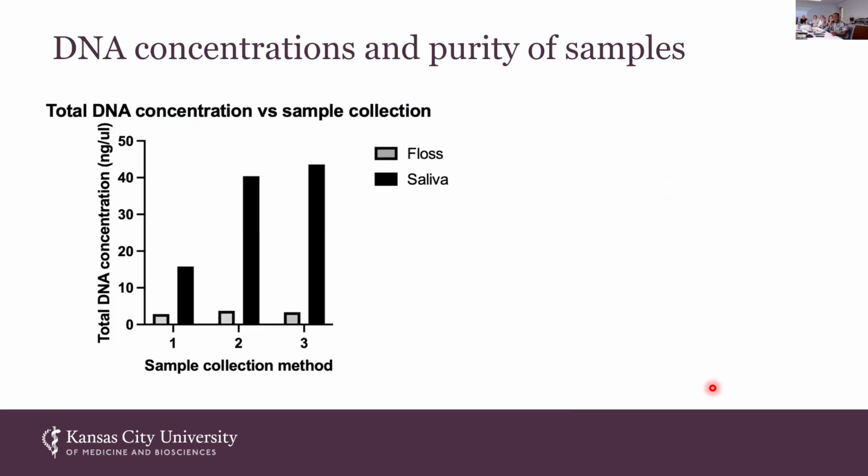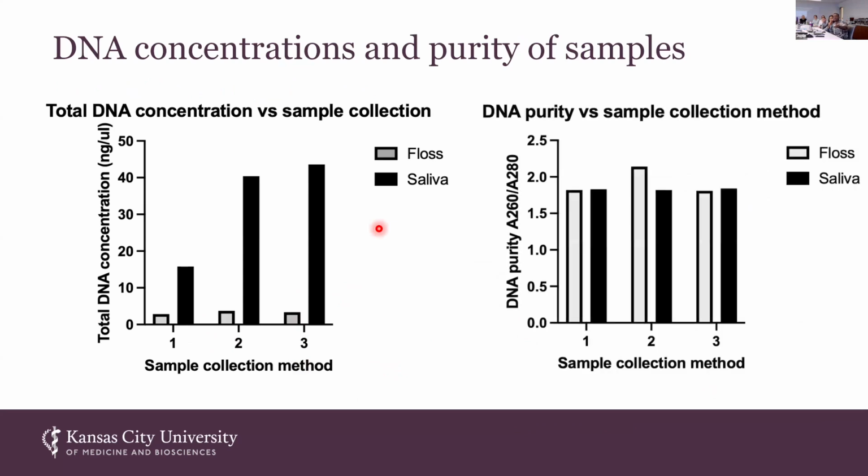Moving on to my next slide, we got the DNA concentration of our floss DNA samples as well as our saliva samples. Here we can see the floss had less DNA concentration compared to the saliva samples. We predicted that the saliva might have had more total DNA because more mammalian cells were present. We also checked the purity of our samples. We expect purity to be within the range of 1.7 to 2.0, and most of our samples fall in that range with the exception of one. The absorbance ratio is 260/280 for pure DNA.